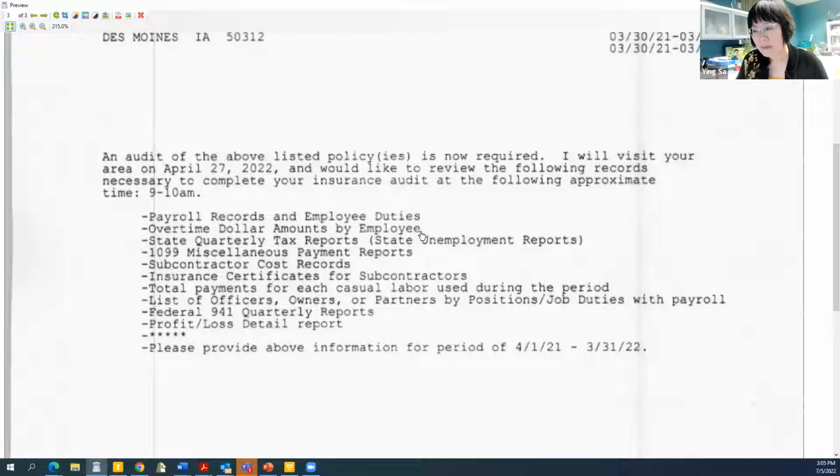Overtime dollar amount by employee. They want to know that because they want to calculate all your compensation to judge how much they want to charge for workers' comp, okay? State quarterly tax report, why do they need that? Because they want to see all your employees. The Form 941 doesn't have employee information, and they want to know every quarter how your employee count goes. That's why they want the state quarterly, right? 1099 Miscellaneous is only available at the end of the year. If their audit period is in March, the 1099 doesn't do much for them.